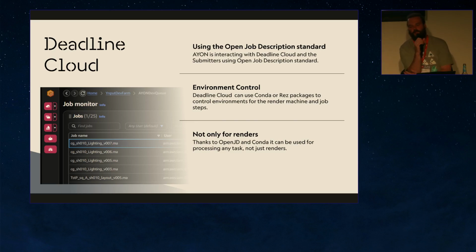Yeah, so with that comes Open Job Description, something that the whole thing is built around. Deadline Cloud is using Conda and Rez packages to handle the environment on the farm. So you can easily define the environment on the worker machines, and it will be used then. You can combine the environments on your on-prem machines. It's based on per machine or per fleet and per queue. There are many levels of control.